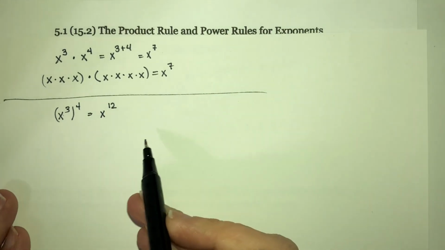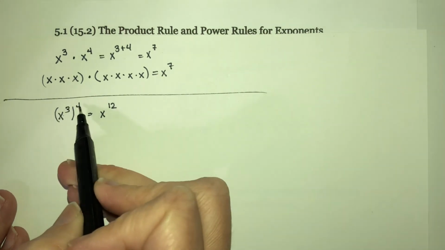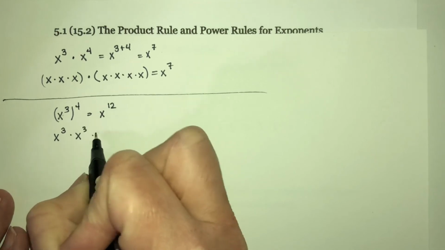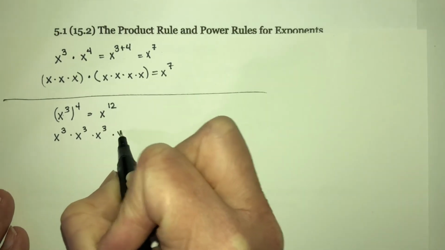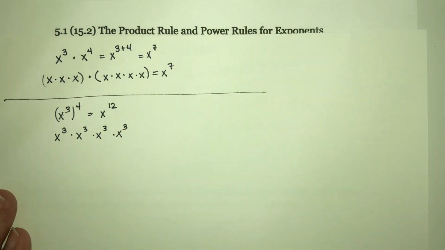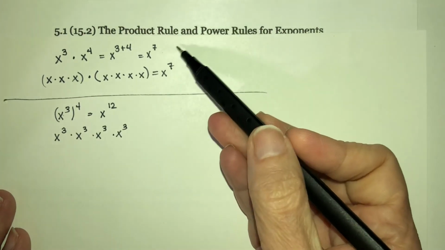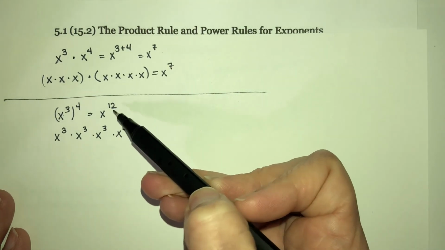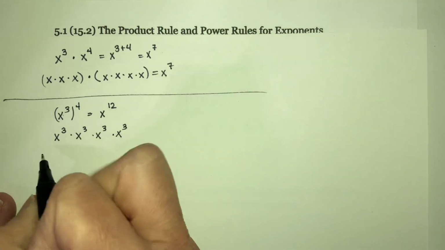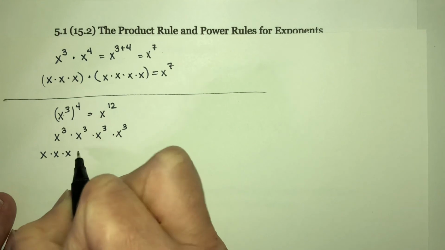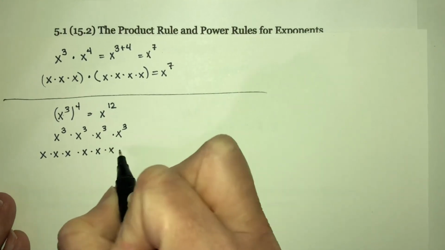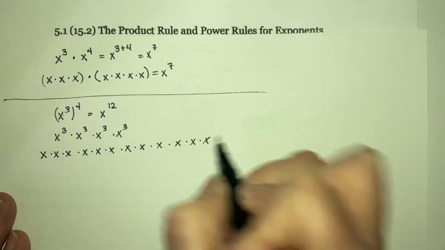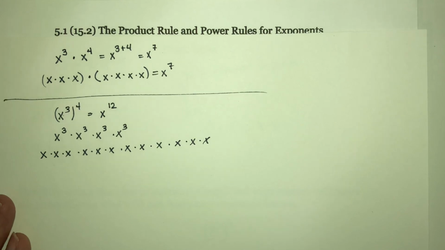Well, let's go by definition. This is x to the 3rd raised to the 4th power. That means it's x to the 3rd times x to the 3rd, 4 times. Now you can use the property we just did up here and we showed that it was true and add 3 plus 3 plus 3 plus 3, which would give you 12. Or if you're still not sure, you could write this out 12 times. Which is pretty obnoxious, and that's why we have the rules, but it works.